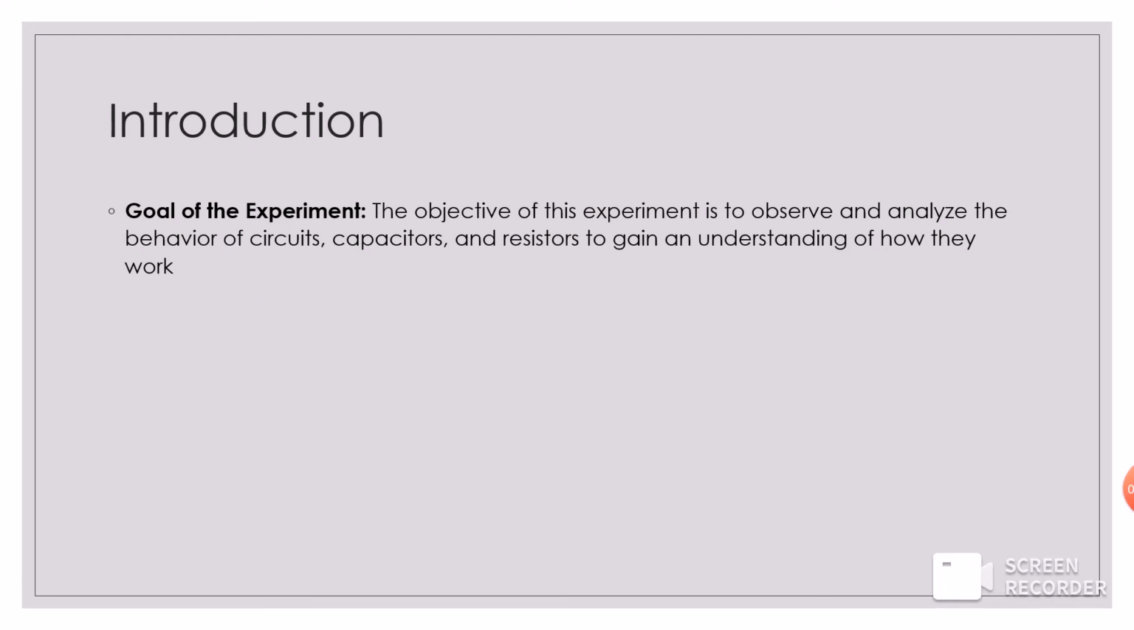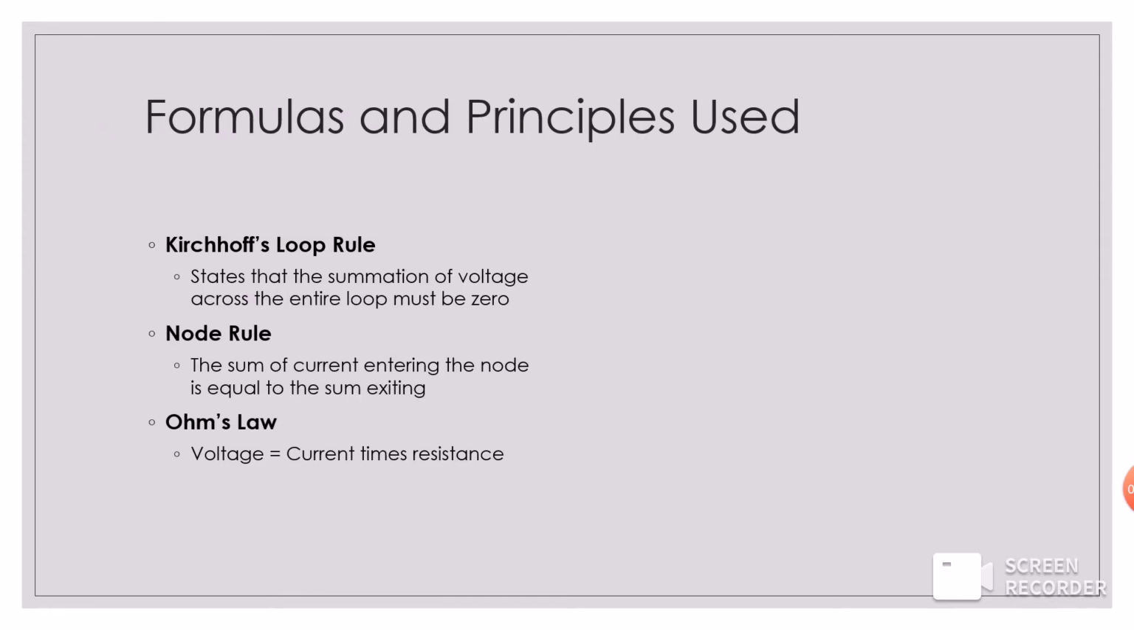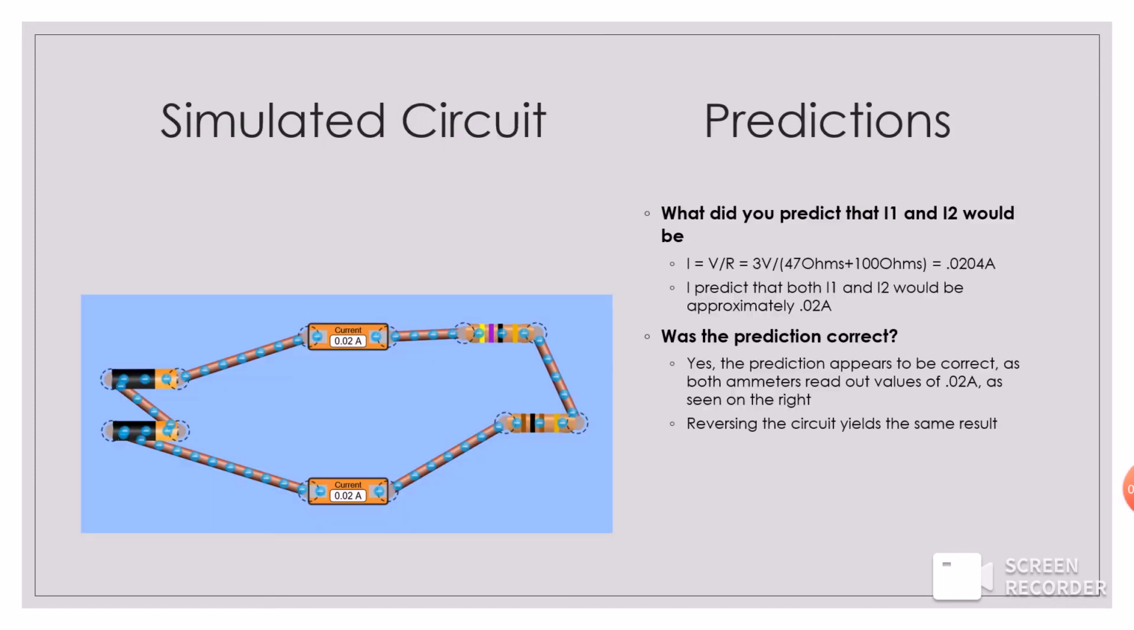Alright, introduction. So the goal of this experiment is to observe and analyze the behavior of circuits, capacitors, and resistors to gain an understanding of how they work. In this experiment, we used a few formulas and principles. First up is Kirchhoff's loop rule, which states that the summation of voltage across the entire loop must be zero. Second of all, we have the node rule, which states that the sum of current entering the node is equal to the sum exiting. Finally, we have Ohm's law, which simply states that voltage equals current times resistance.